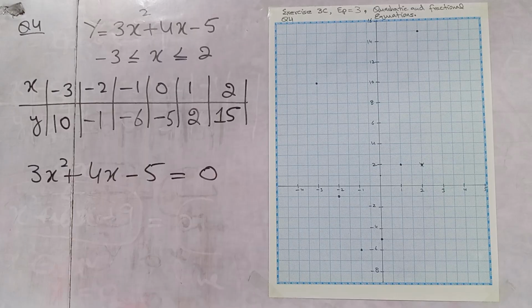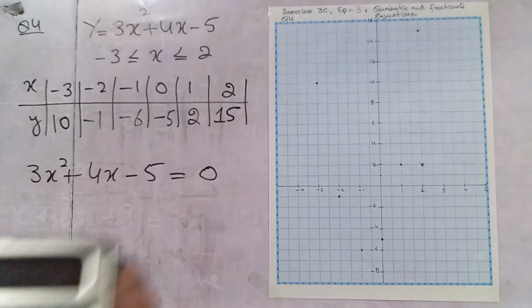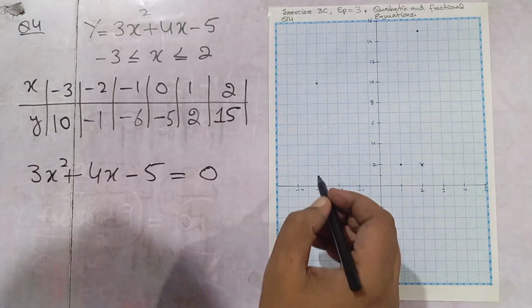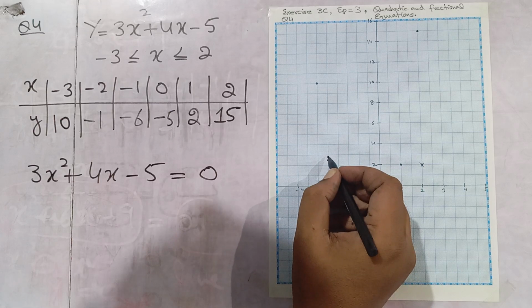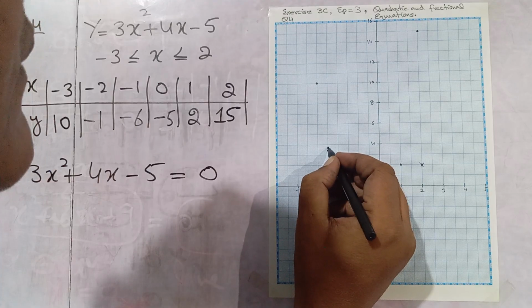For example, I can take -2.5. So I will write 3(-2.5)² + 4(-2.5) - 5 equals 3.75. So at -2.5, this is giving me the value 3.75. 3 is here, so 3.75 will be somewhere here.